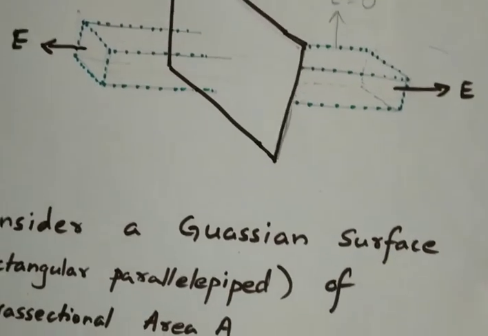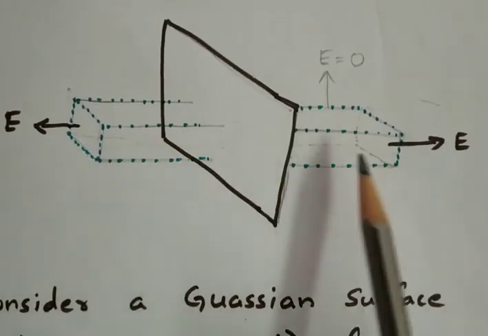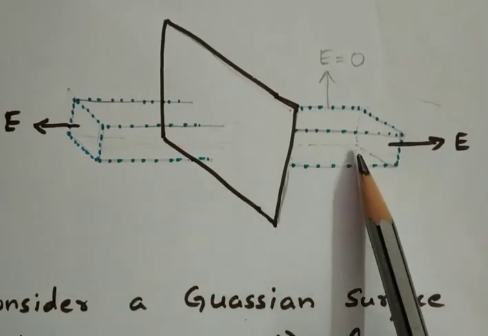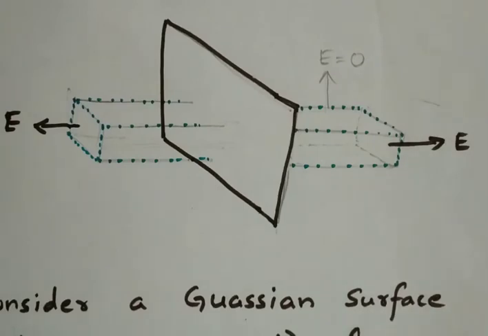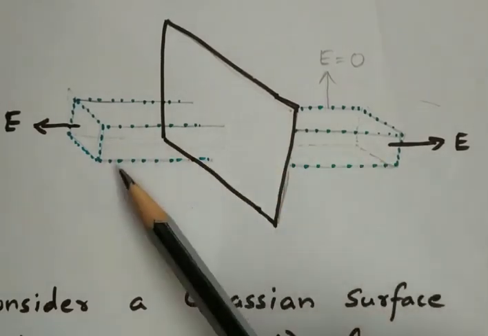For that, consider this diagram. This is a sheet. And here again we have to consider a Gaussian surface, imaginary Gaussian surface. So, here we are considering a Gaussian surface of this shape. This shape is called a rectangular parallelopiped. And its cross-sectional area, we are taking it as A. So, this is a charged sheet and this is the imaginary Gaussian surface.